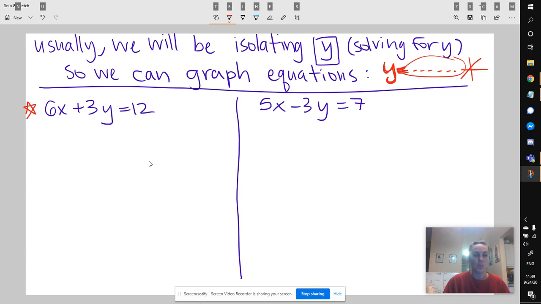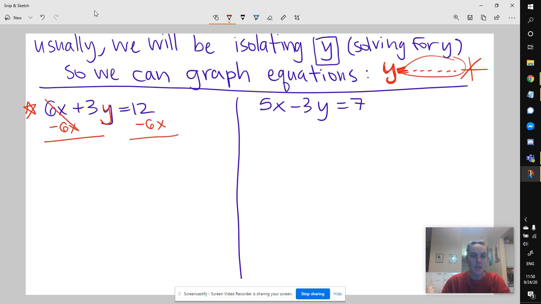All right, let's start with this one. 6x plus 3y equals 12. If I want to get y by itself, the first thing I need to do is get rid of this 6x term. I'm going to get rid of the 6x by subtracting 6x from both sides. This side cancels, and this side becomes 3y. And then 12 minus 6x, these are not like terms, right? The 12 and the 6x cannot combine. So we just write it as 12 minus 6x.